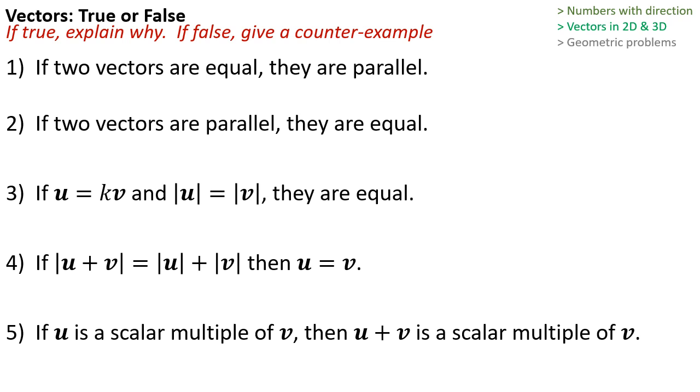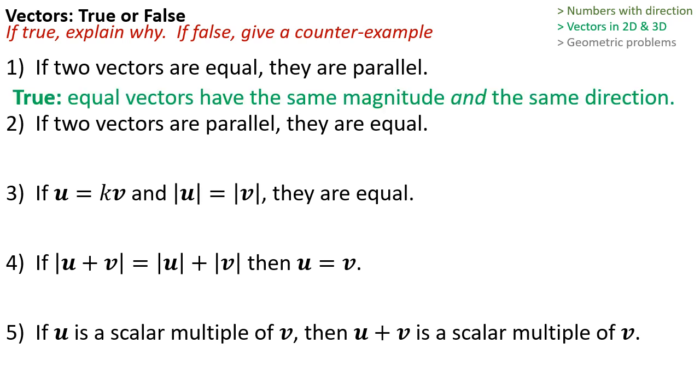Number 4, if the size of u plus v is the same as the size of u plus the size of v, then it must be true that u equals v. And number 5, if u is a scalar multiple of v, then u plus v is a scalar multiple of v as well. So try these. I'm about to go through the answers.